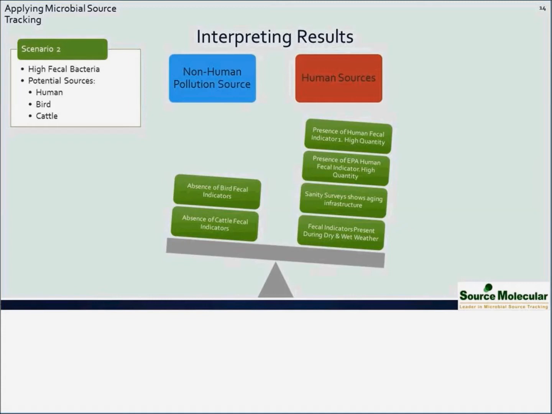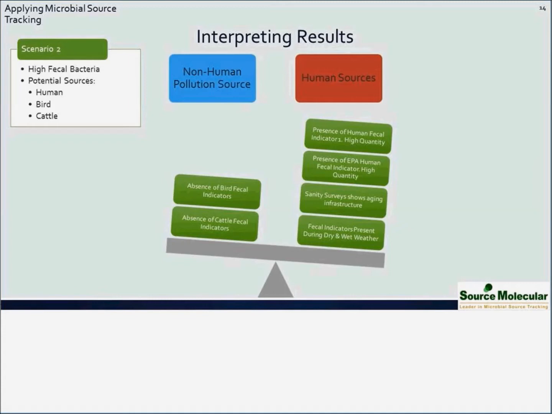You added a second fecal indicator, let's say in this case the US EPA developed fecal indicator. Again, the concentrations were high, with a high frequency of positive hits. The sanitary survey showed aging infrastructure. Your fecal indicators are present during dry and wet weather, which might indicate you have a leaking sewer system that's constantly introducing bacteria into the water system. So in this example, scenario 2, you're putting everything together, and the weight of evidence is pointing towards human as the primary cause of your elevated levels of fecal bacteria.